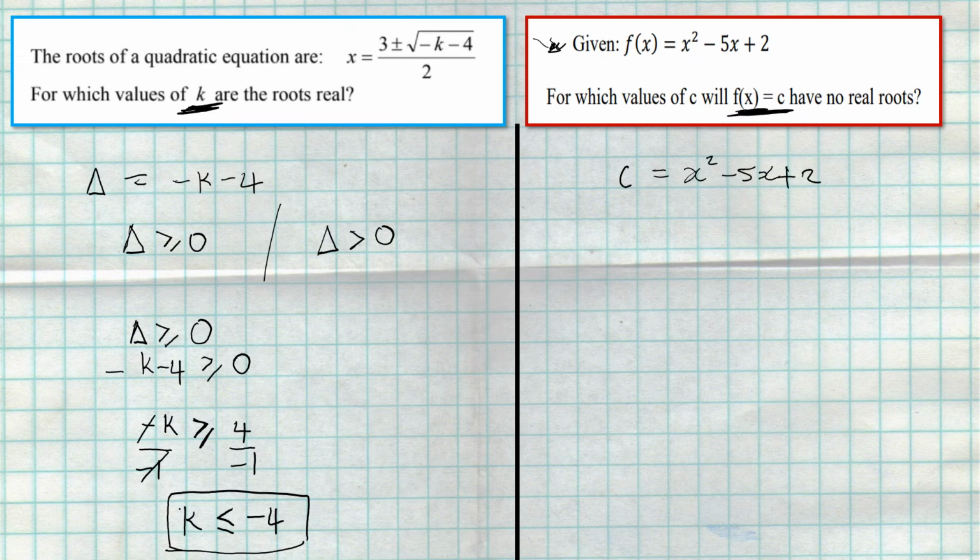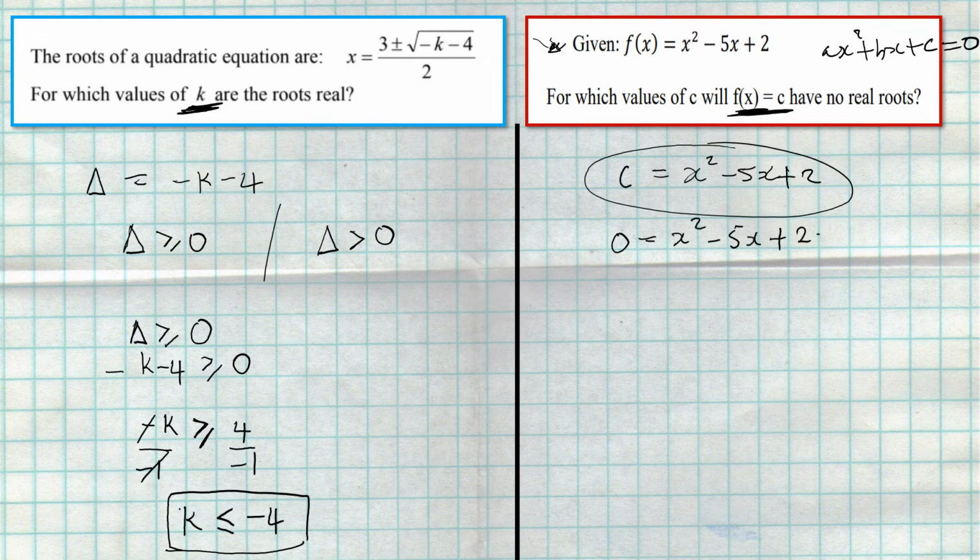Now I can't determine delta if my quadratic equation is in this form. I first need to make it in the form ax squared plus bx plus c equated to 0. So I'm just going to take c to the other side, and I'll be left with 0 equals x squared minus 5x plus 2 minus c. Then it's in that standard form, perfect to go.